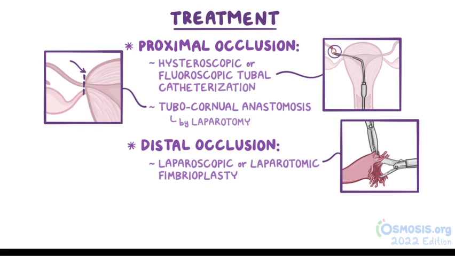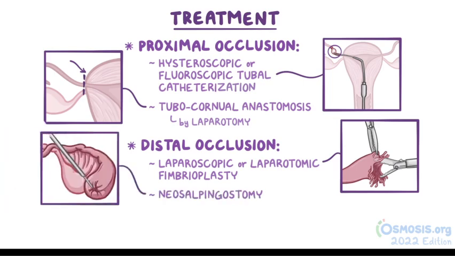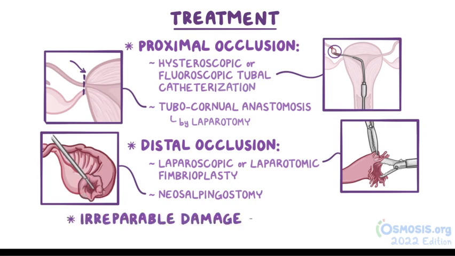Another option is neosalpingostomy, which is the creation of a new tubal opening. In case of irreparable damage, however, IVF is recommended instead, with or without ICSI.